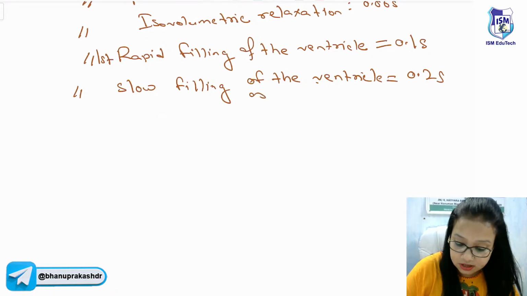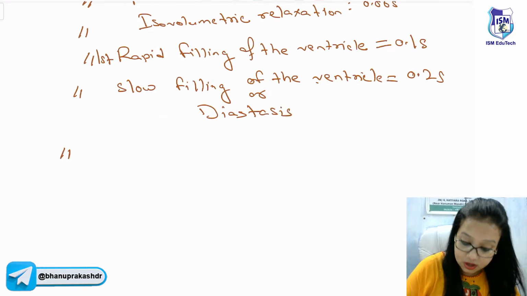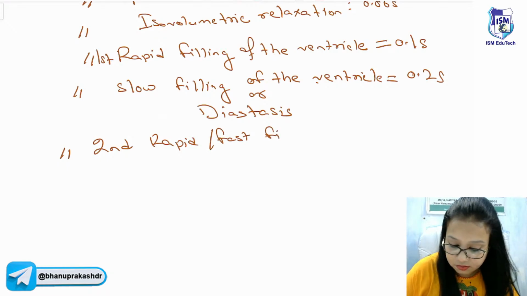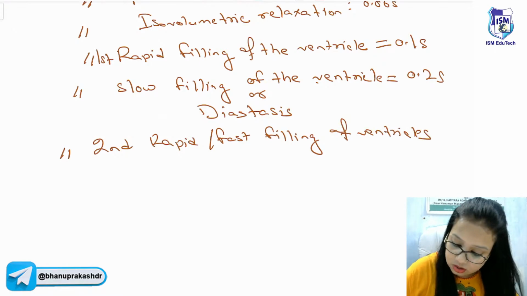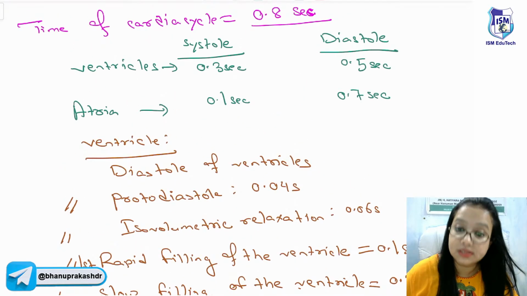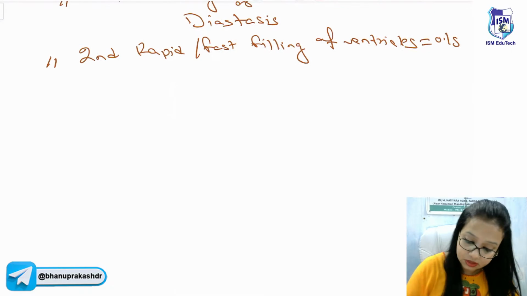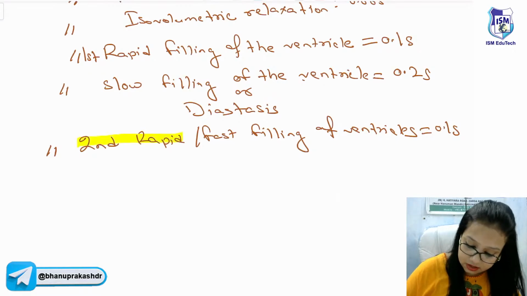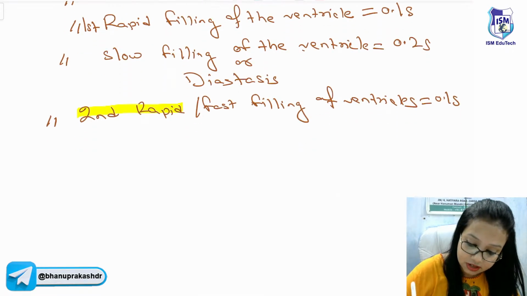This slow filling is also called diastasis. After this, there is a second rapid, or fast, filling of the ventricles, which also spends about 0.1 second. If you calculate, it comes to 0.5 second, the diastolic phase. This is a very important phase, the importance of which we will study very soon.